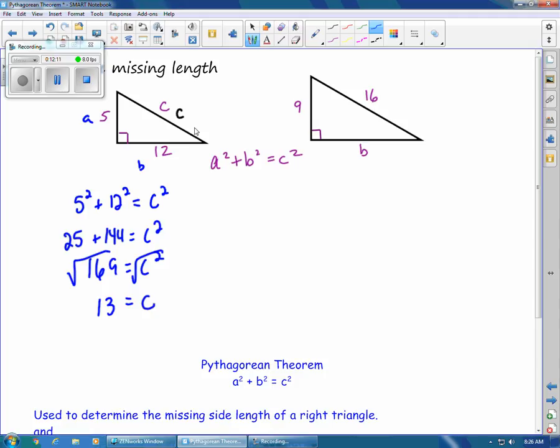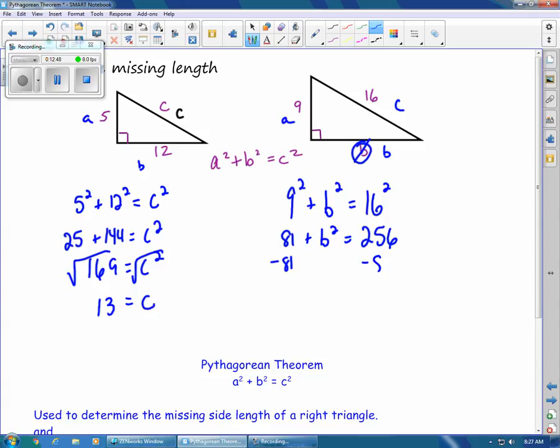The next example. If this is my A side, my B side, and my C side, I'm missing my B side here. I don't know what that number is. So for A squared, I'm going to say 9 squared plus B squared equals 16 squared. 9 squared is 81 plus B squared equals 256. I'm going to subtract 81 from both sides.